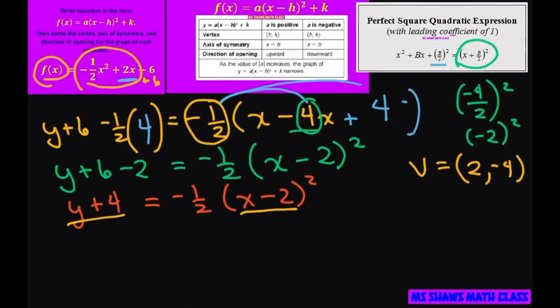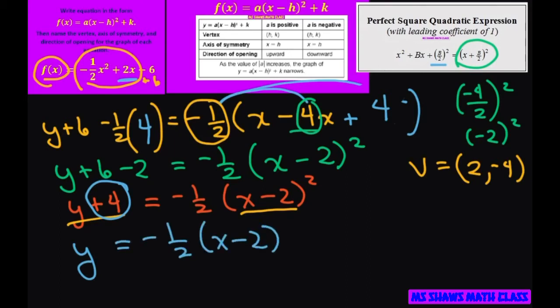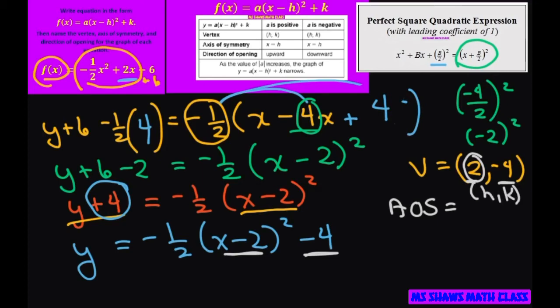Now, that's not really vertex form. We've got to move this 4 back over, so subtract it from both sides. And now you know why these two match, but for this one it's the opposite, if you ever wondered. And then your axis of symmetry is just your h part of the vertex. So this is like your h, k. So this is going to be x equals 2.